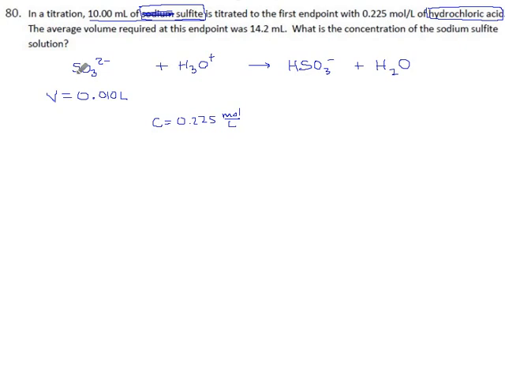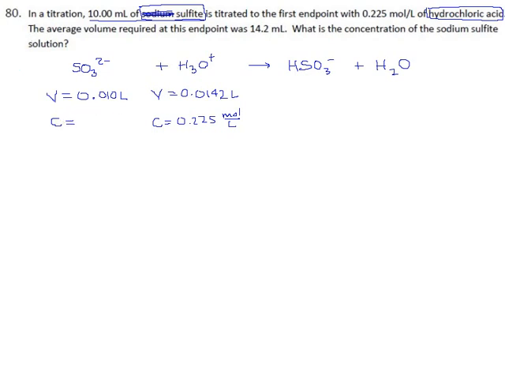That can't be about the sulfite. They already gave us a volume for that. It's got to be the volume for the acid. So the volume over here was 14.2 mil, or 0.0142 liters. And the question is, what concentration would we have had for the sodium sulfite?